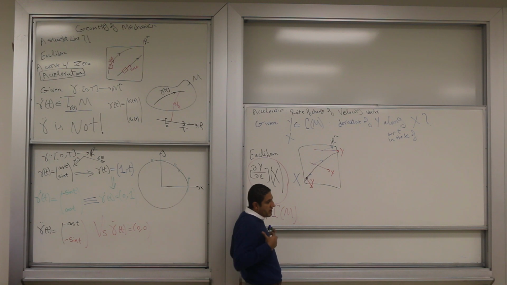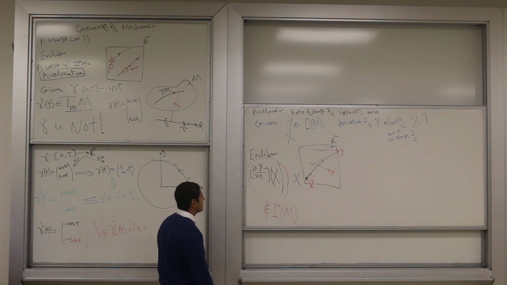So for my M, it's not a vector, because vectors are only the tangent vectors.